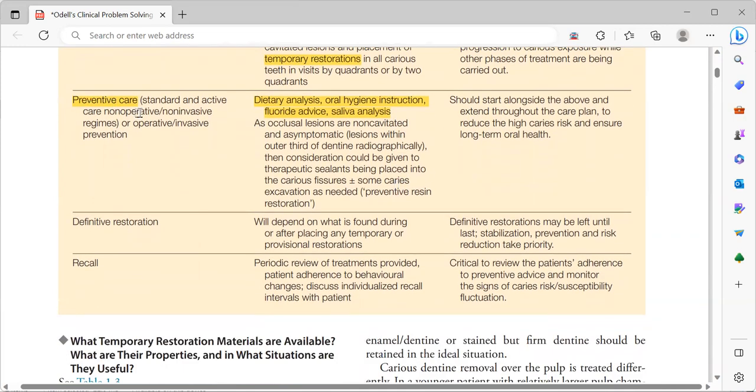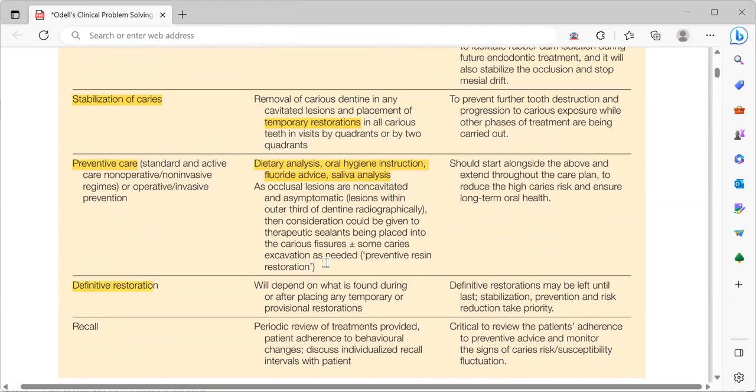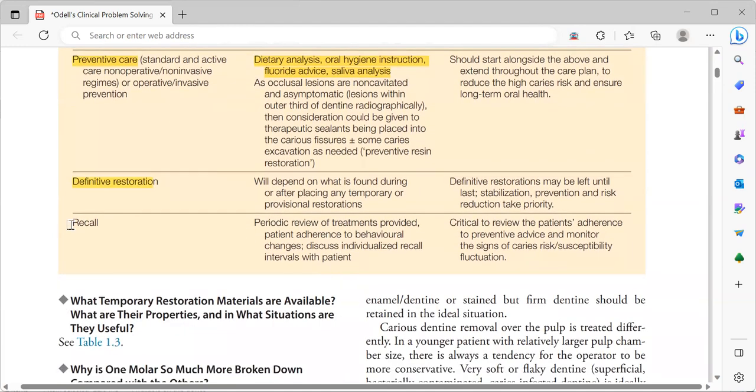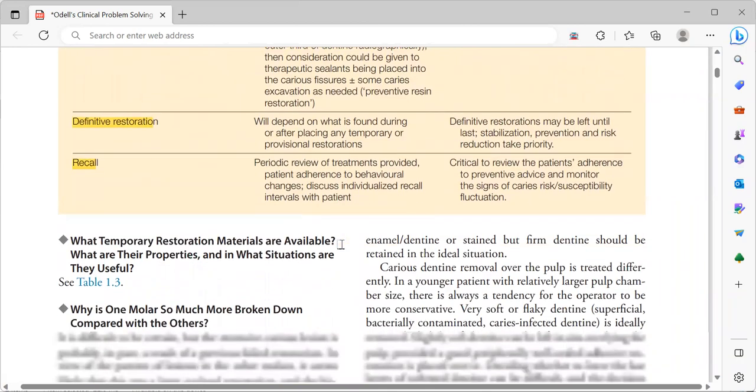Okay, so after the preventive phase, if we see that he is responding to that and doing all those things, then we should put the definitive or final restoration in those teeth. And then we will always recall the patient and review the patient periodically. It is generally recommended to visit your dentist every 6 months for a checkup. Okay.